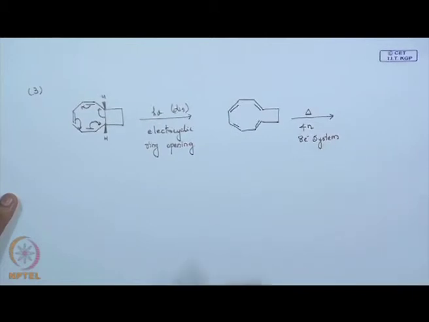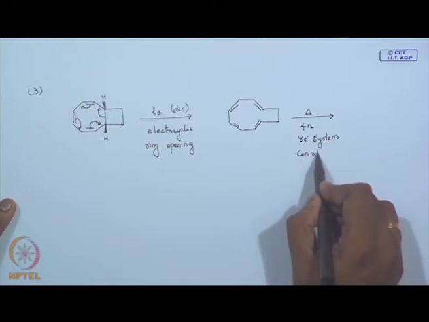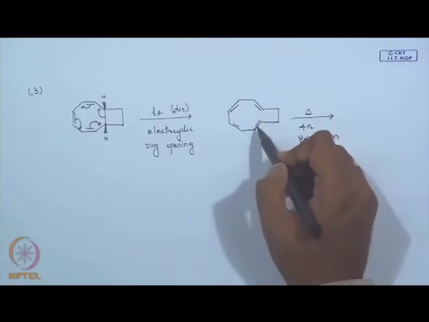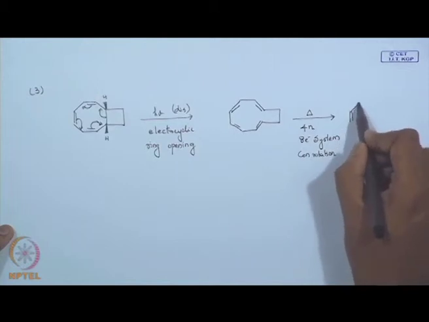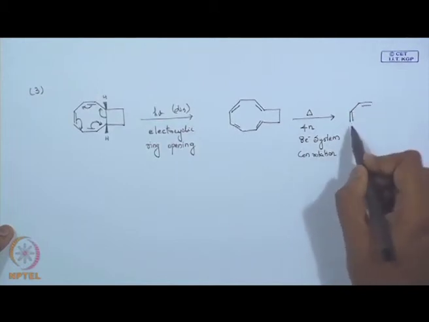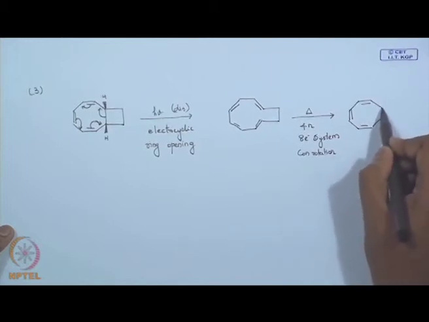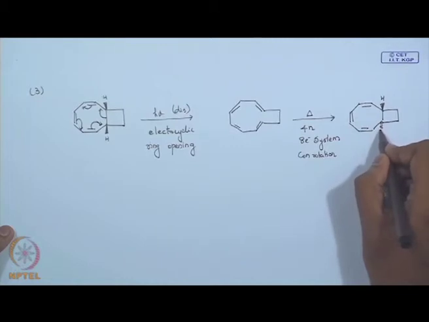So, you will apply 4n. What does 4n say? 4n says con rotation. You know now how to ring close and how to con rotate, you are clear with your hydrogens. So, there is no problem for you right now. Now you see your hydrogens, they will be interesting to comment on.